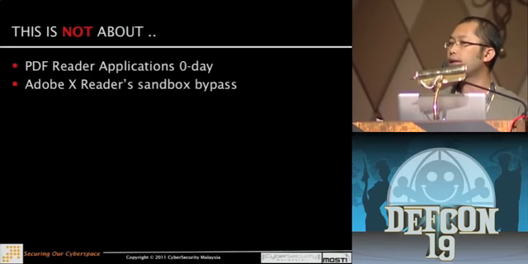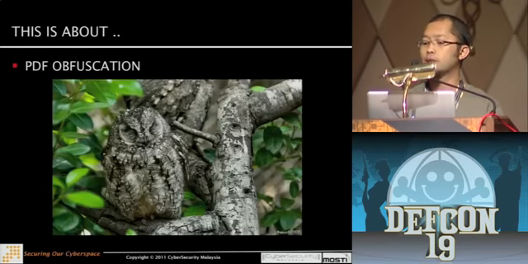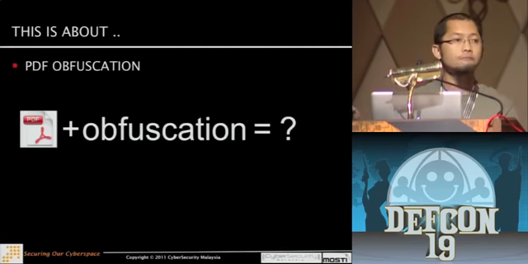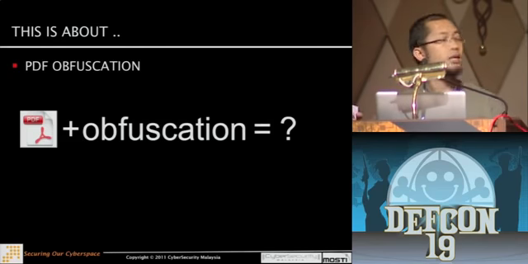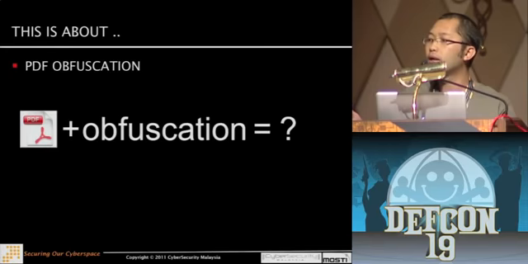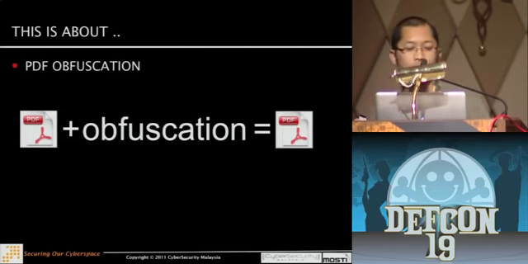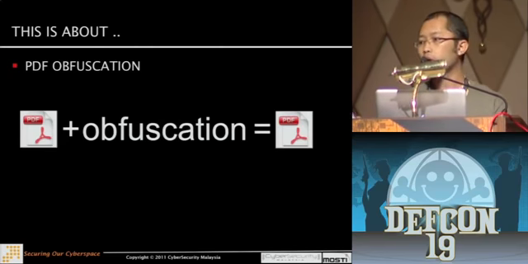This is plainly about PDF obfuscation, which is pretty much the same as camouflage. Call it camouflage or obfuscation, whatever you want. So when you have a PDF plus obfuscation, what do you expect to become? Transformer, maybe? Not really. Of course, you expect it to become a PDF as well. So the topic for today is: you have a normal PDF, or a PDF that we exploit, and then you want to obfuscate it.